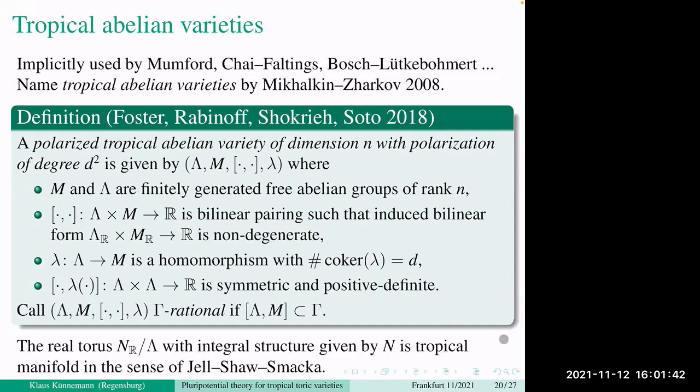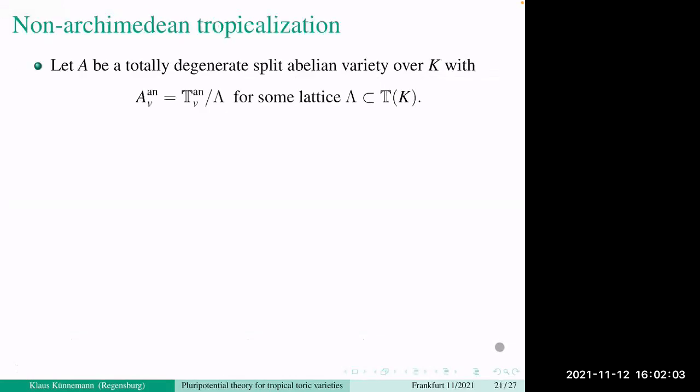And from this, you get a real torus, which you might also call the tropical abelian variety, with integral structure given by N. And this is again a tropical manifold in the sense of Jell, Shaw, and Smacka. So you can talk about forms, Lagerberg forms, and so on. They arise, for example, in non-Archimedean tropicalization.